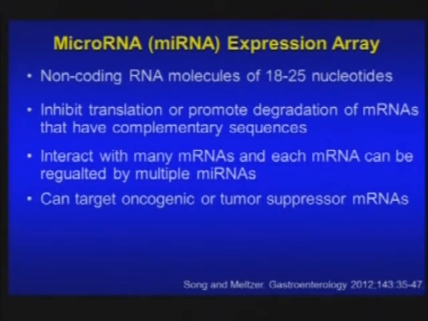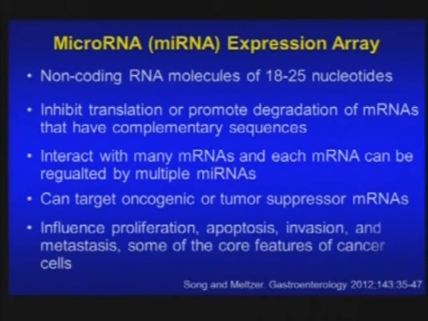MicroRNAs can target oncogenic and/or tumor suppressor mRNAs. So some of these microRNAs can help form a tumor and others can help prevent a tumor. And microRNA targets can influence proliferation, apoptosis, invasion and metastasis, which are some of those core physiologic features we talked about earlier.